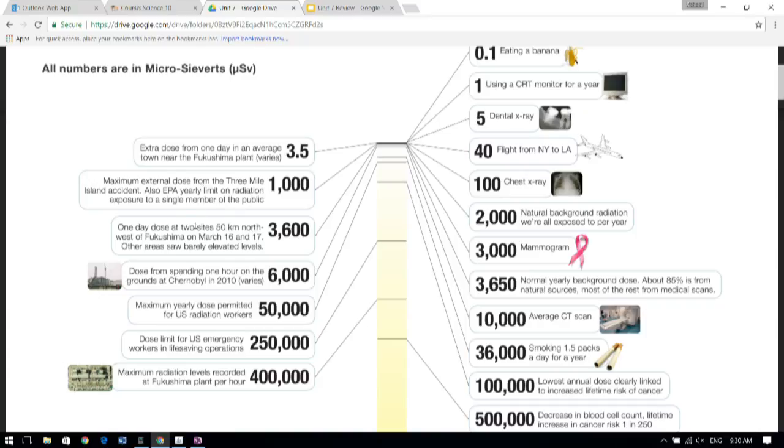Where's Three Mile Island? Lost it. Oh, 1,000 for Three Mile Island, for people who live near it. So that gives you a general idea.